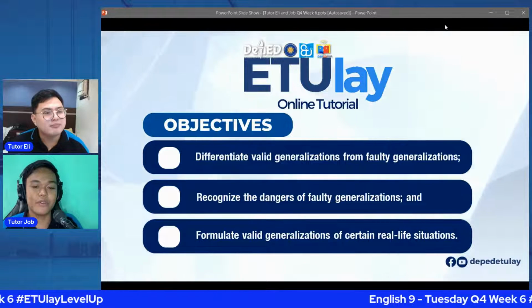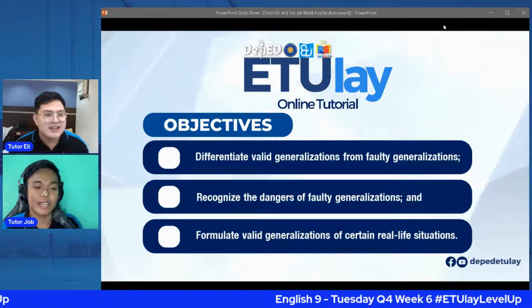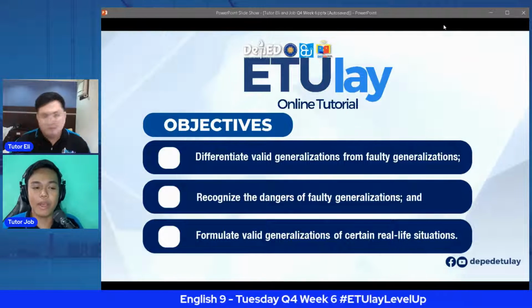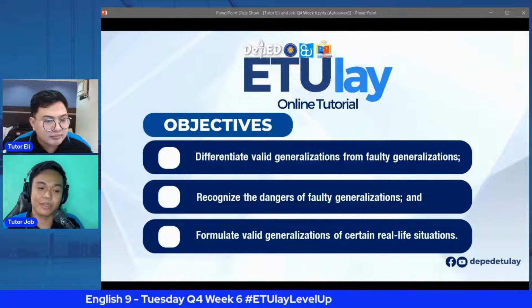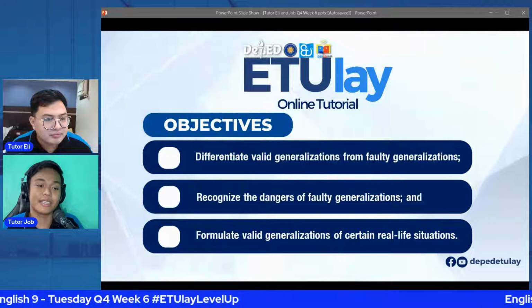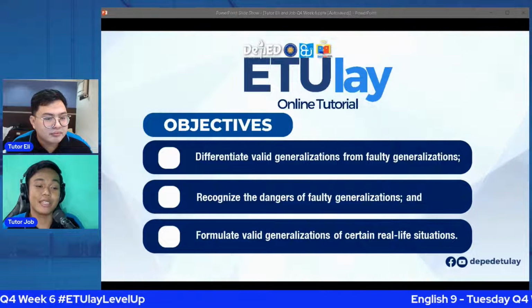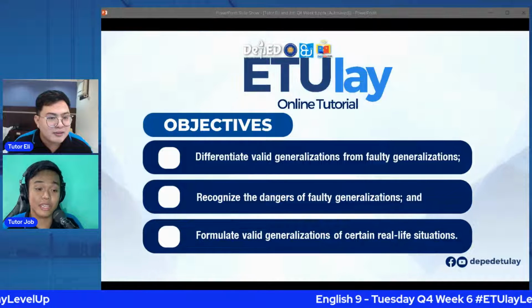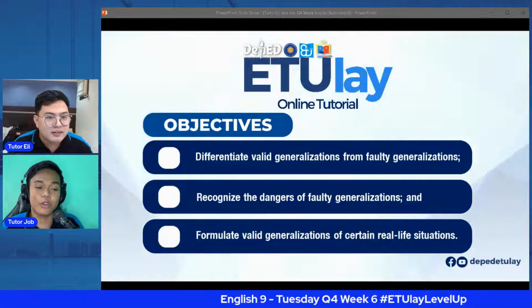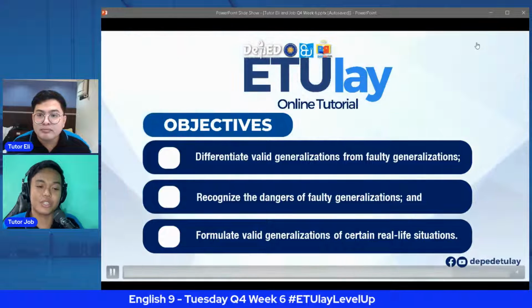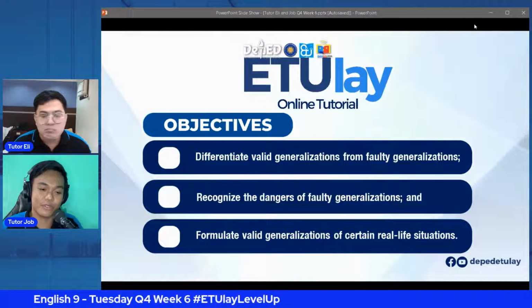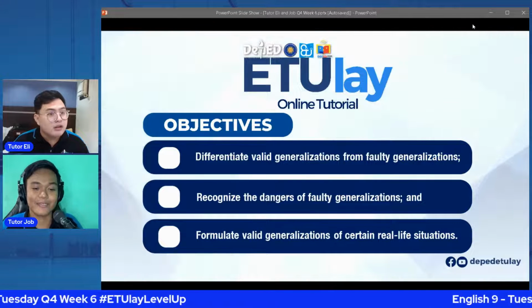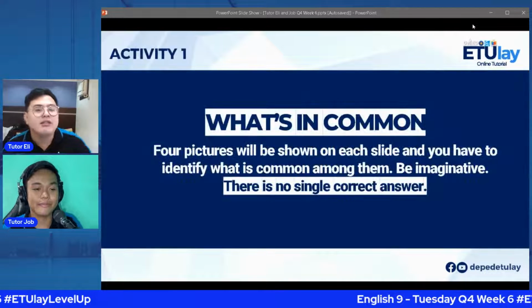So we have the following objectives for our session for today. Of course, for one, to differentiate valid generalizations from faulty generalizations, to recognize the dangers of faulty generalizations, and for you to later on formulate valid generalizations of certain real life situations. Yes. So those are our objectives. Do not forget that.